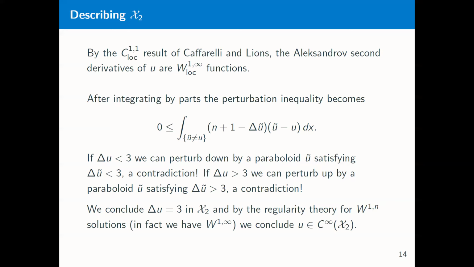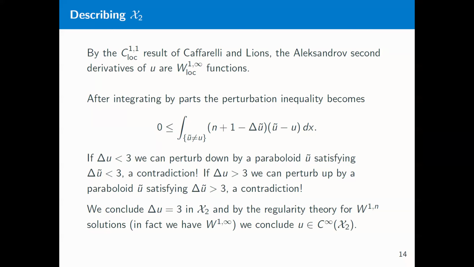Yes, thank you. I switched between m dimensions and n dimensions. When I do this, I obtain this perturbation inequality. And again, I can't just perturb by any function, but I can be a little more deliberate with my choice. And I can say, well, if the Laplacian of u was less than n plus 1, I can bump up my parabola a bit, so its Laplacian is less than n plus 1, then drop it down, and I've obtained an interior perturbation, which is a perturbation down, so this term is negative, but my Laplacian u is still less than n plus 1, so this is positive, and we contradict that again.